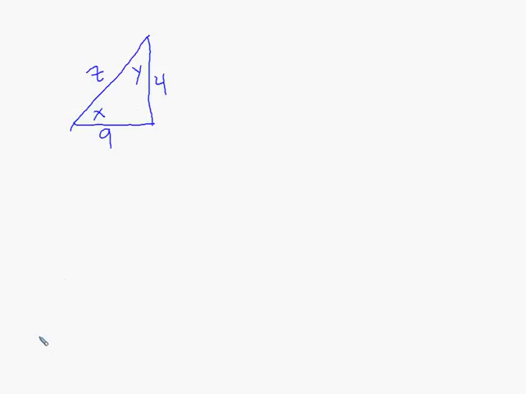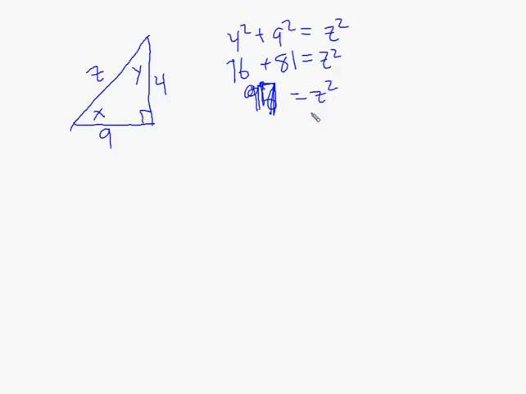Okay. Set that up. This is a right triangle. Let's just set it up to find each one. Pythag. So 4 squared plus 9 squared equals z squared. So 16 plus 81 equals z squared. So 97. I can't add. 97. It's about 9.8.